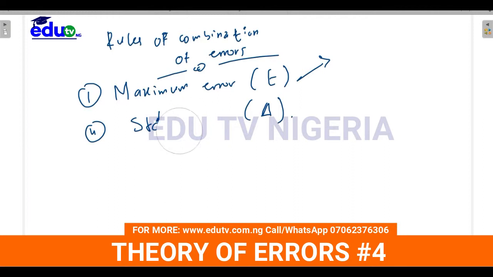Okay, let me make this clear. So I think for the standard with maximum errors, the absolute errors, as the case may be, they are added. Okay, you have everything added.